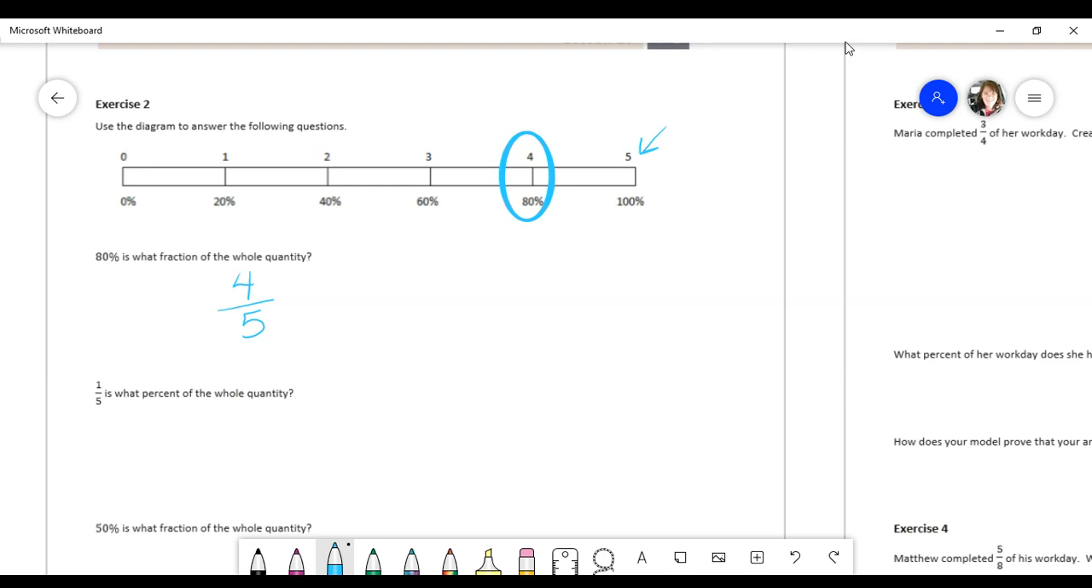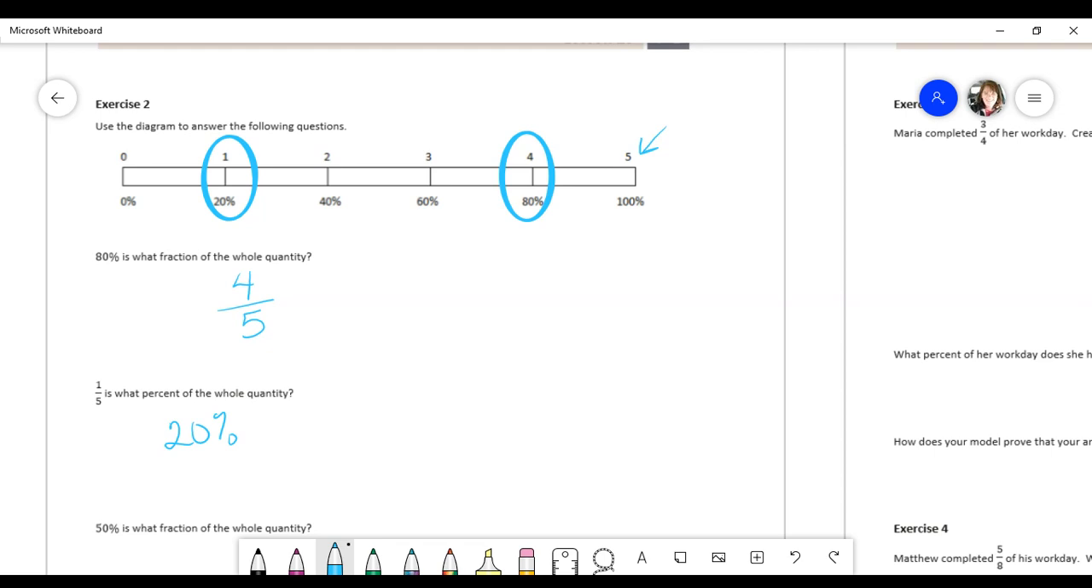What is 1/5? Or sorry, 1/5 is what percent of the whole? Well, all we have to do is go look at where our 1 is, because we have 1 out of 5, and it is 20%. Way easy, right?